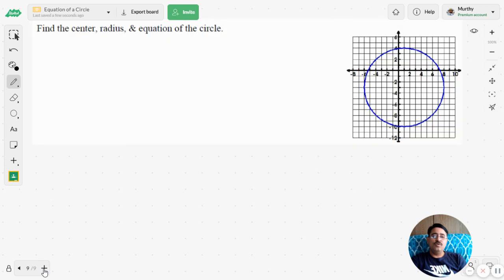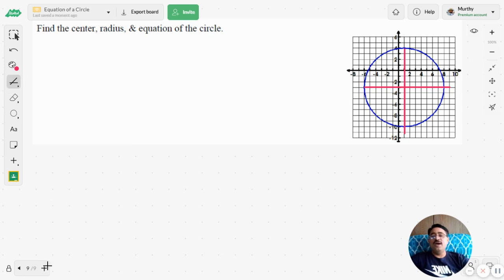Let me go to the last question for the day. There is a circle, and the center is not known. Okay, so let me try to draw the vertical line and horizontal line. Let me take a straight edge.